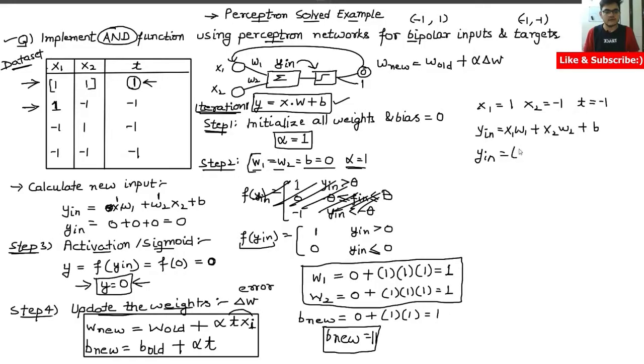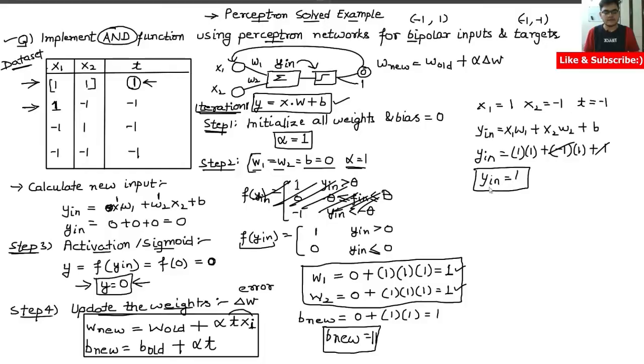x1 is equal to 1, w1 is not 0, it's now 1, you can see here. So I will write 1 here plus x2. x2 is minus 1 and w2 is 1, plus bias. What is bias here? You can see it has come out to be 1. So 1 will cancel and we will get the net input as 1.